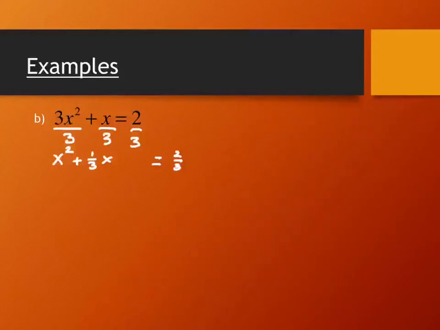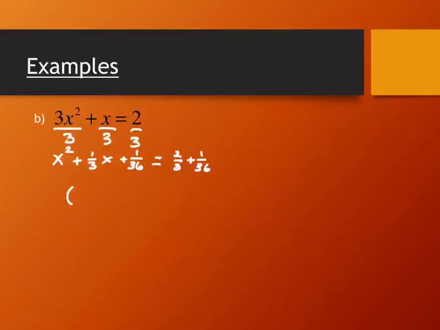Okay, so the key is to take the middle term, which is 1/3, divide by 2 and square it. So 1/3 divided by 2, half of 1/3, would be 1/6. Okay, and then 1 over 6, quantity squared, is 1 over 6 squared, which is 36. So 1 over 36. If I add 1 over 36 to the left, I have to add 1 over 36 to the right as well.